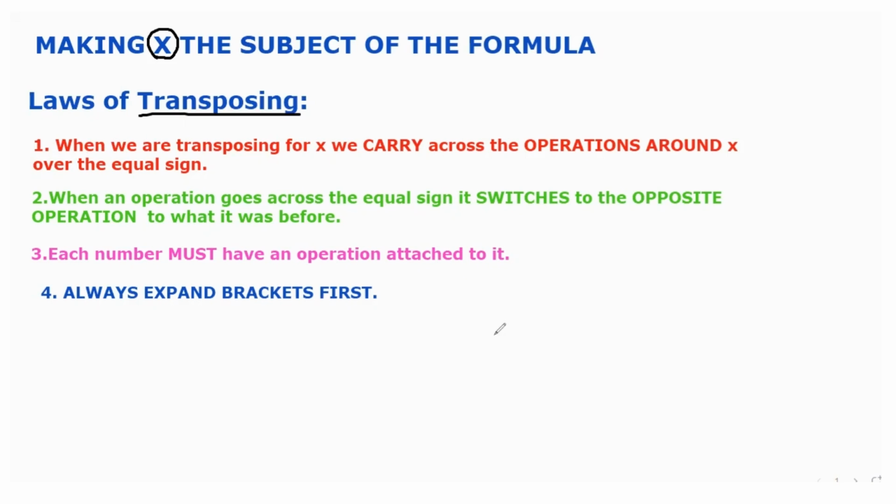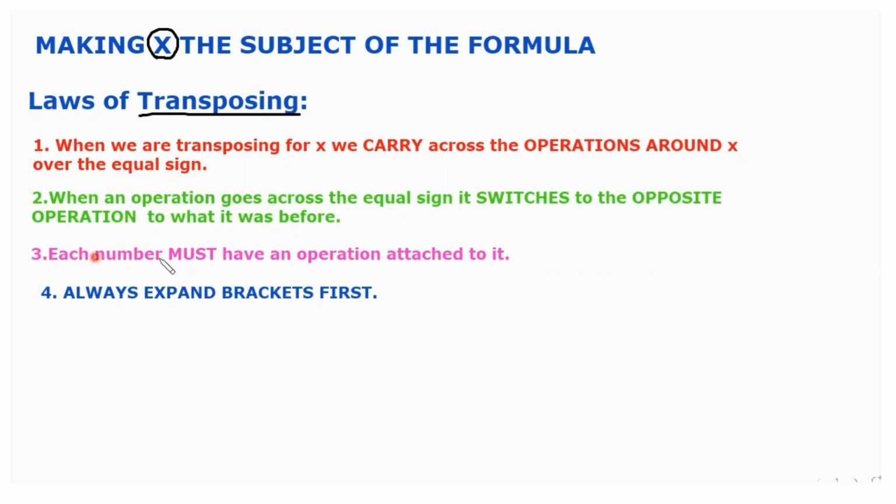When we are transposing for x, we carry across the operations around the letter, in this case x, over the equal sign. So we are carrying across operations. That's the first law. Second, when an operation goes across the equal sign, it switches to the opposite operation to what it was before.